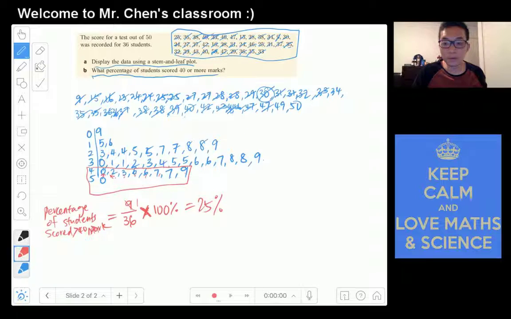So there you go. That's how you make a stem and leaf plot. I hope you learned something in this lesson, and please write down the notes and also the questions to help you remember this, so you can refer back when you need to.